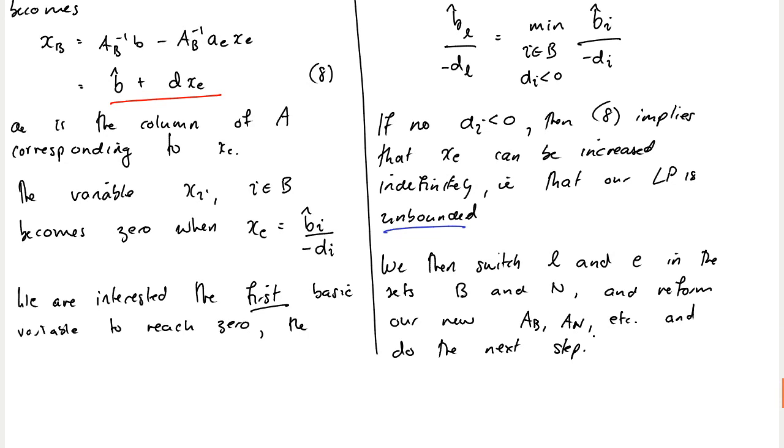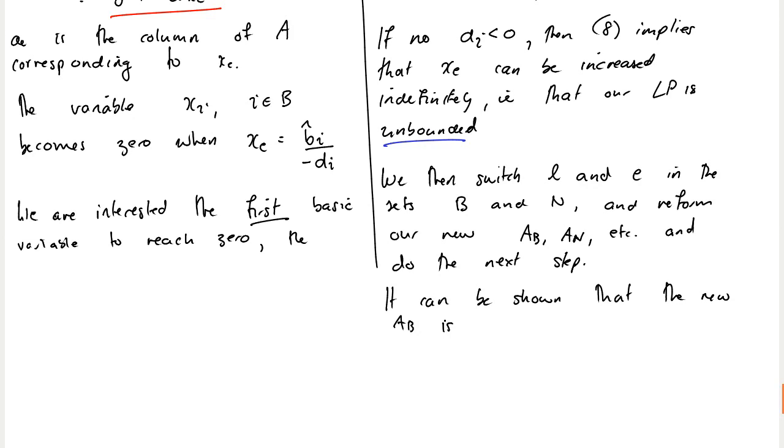Okay, so what we've done is we've increased one of the non-basic variables until one of the basic variables became 0. Because it's now 0, we can treat it as a non-basic one, and so it leaves our basis, and the new non-basic and the entering variable can enter it. Now it can be shown that the new AB is invertible.